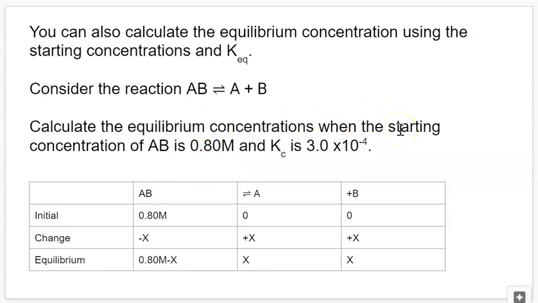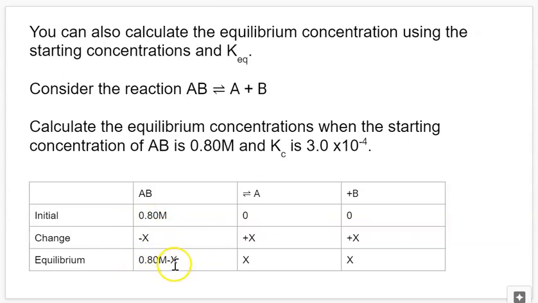But we can use the same logic as before to infer the rest. So we have our initial concentration of 0.8 molar for the reactant. I start with nothing for both of the products. And if I look at the stoichiometry, everything is in a 1-to-1 ratio. So if I lose 1x of AB, I'm going to gain 1x of A and gain 1x of B. And then 0.8 minus x is going to give me an equilibrium concentration of 0.8 minus x.